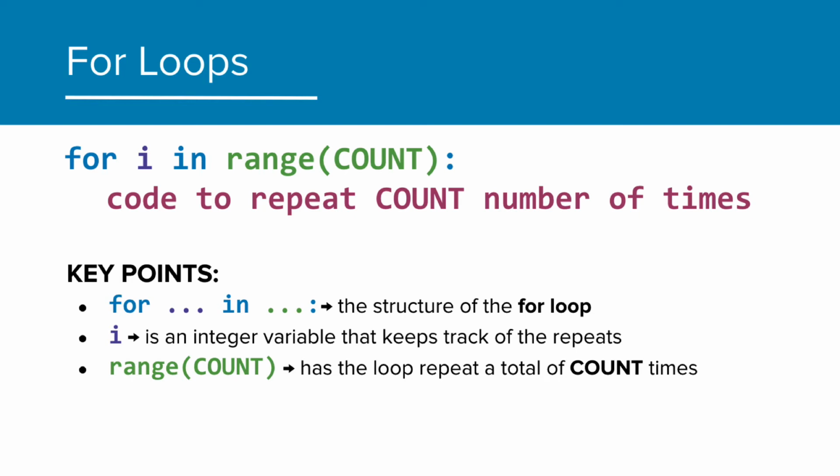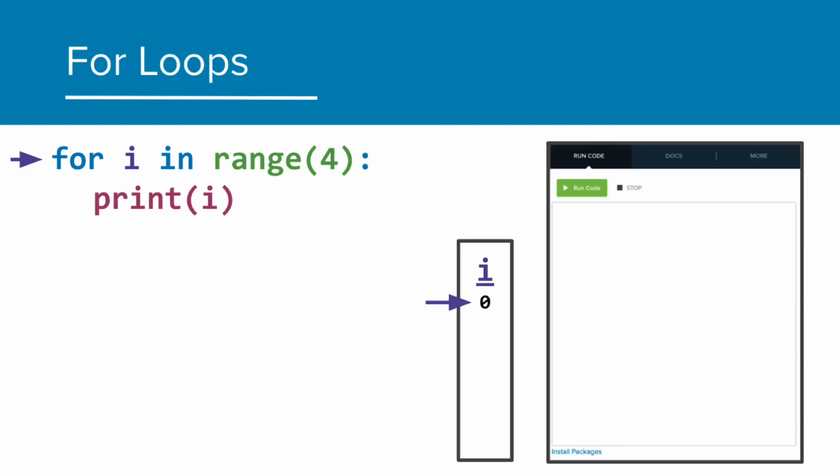Now let's step through a couple of examples so we can see what the loop and i variable are actually doing. Let's start with a simple example. We are going to loop 4 times and print the value of i each time we repeat the loop. We have the output console on the far right, and then we'll be keeping track of the i values right next to it. To begin, i starts at the value of 0.